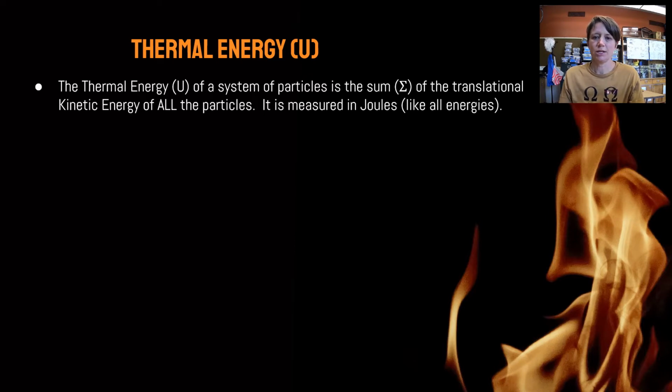The thermal energy, or U, of any system of particles is going to be the sum of the kinetic energy of all the particles. Of course, that's a really tricky thing to find because you can't zoom in and look at every particle and figure out what its velocity is at every moment in time, but we'll talk about how to get there in just a minute. Thermal energy is measured in joules, like all energies, so any kind of energy can be added and subtracted from any other kind of energy.